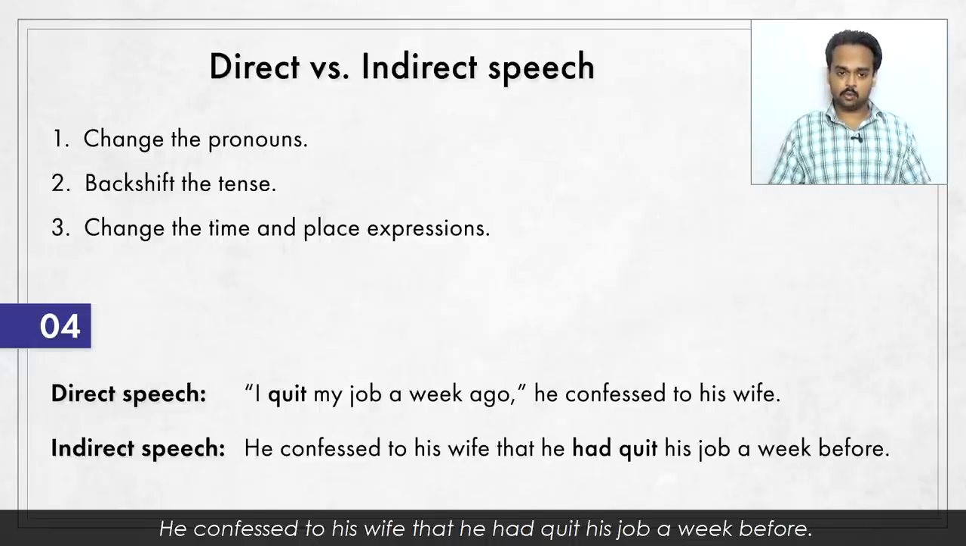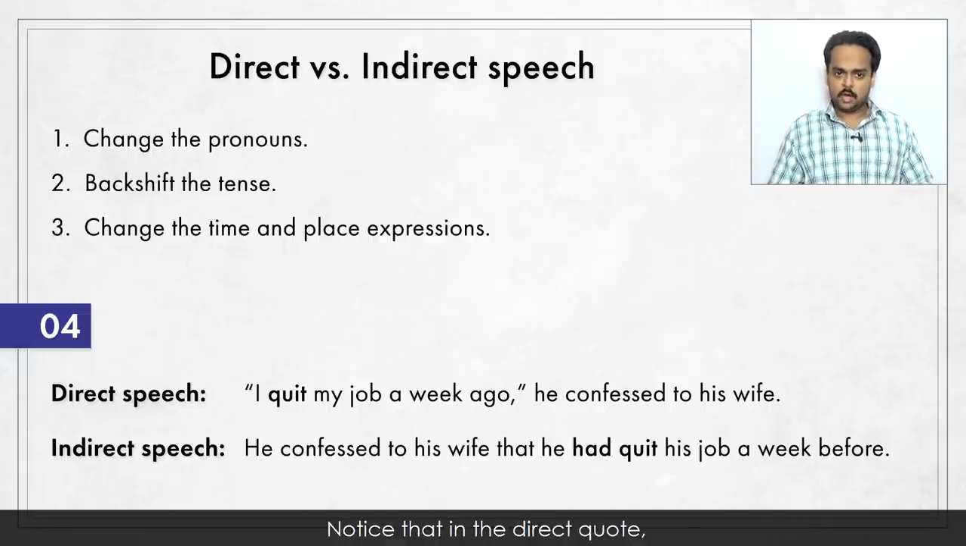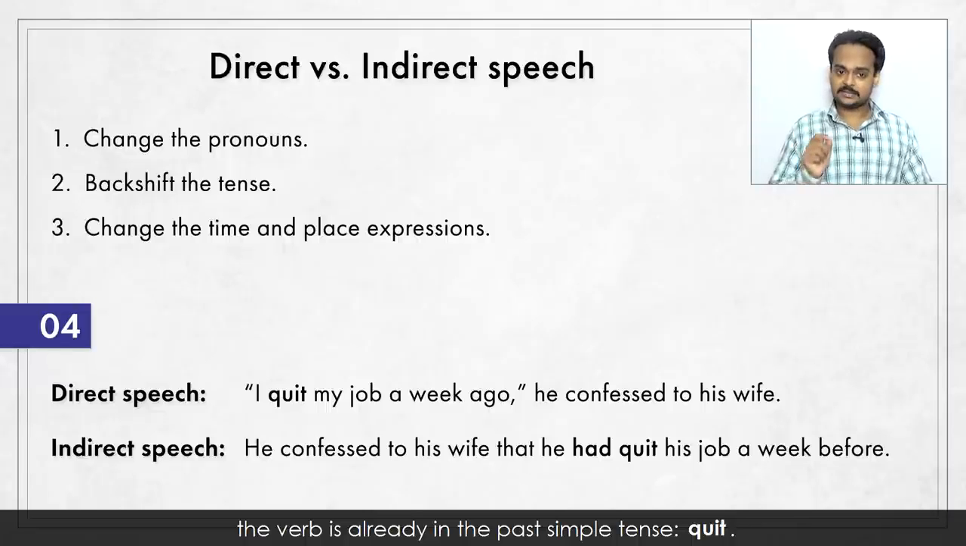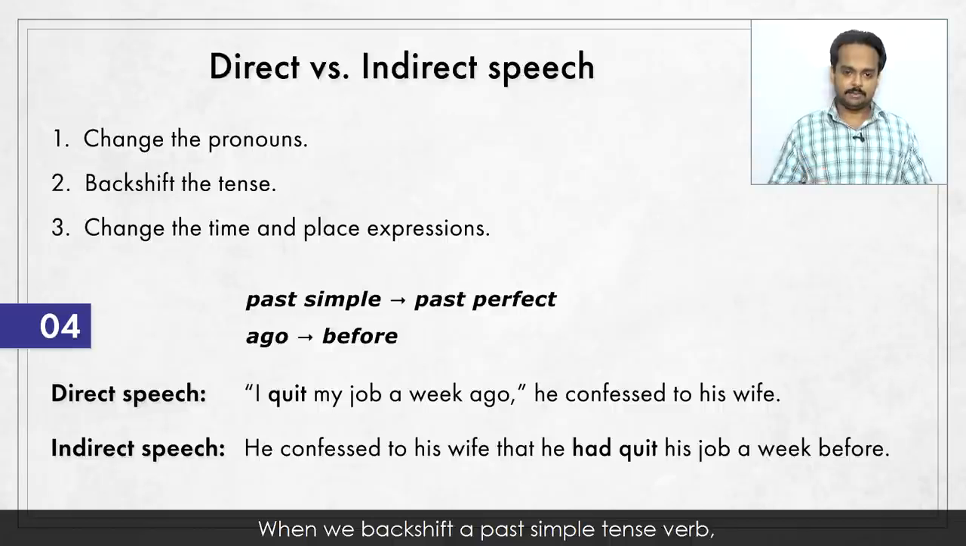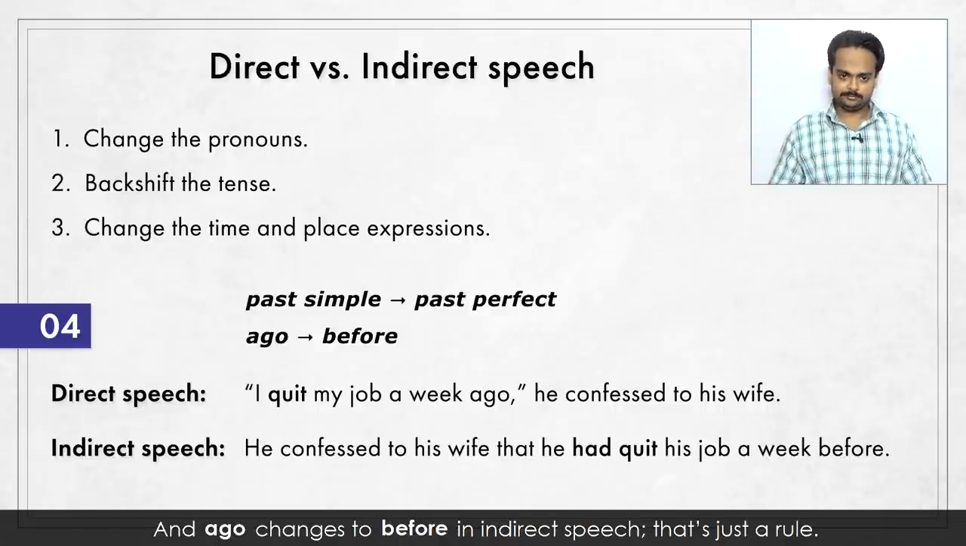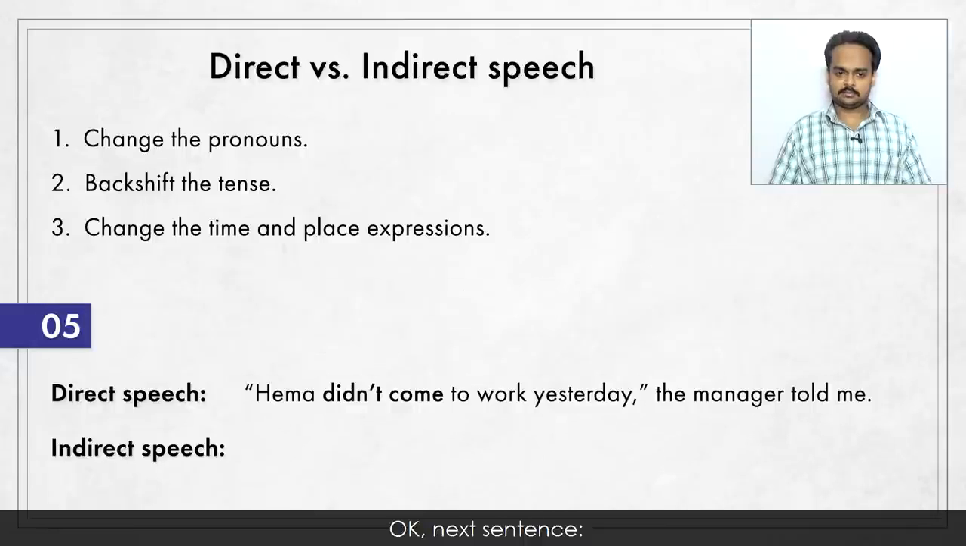He confessed to his wife that he had quit his job a week before. Notice that in the direct quote, the verb is already in the past simple tense, quit. When we backshift a past simple tense verb, it changes to the past perfect, had quit. And ago changes to before in indirect speech. That's just a rule. Okay, next sentence.